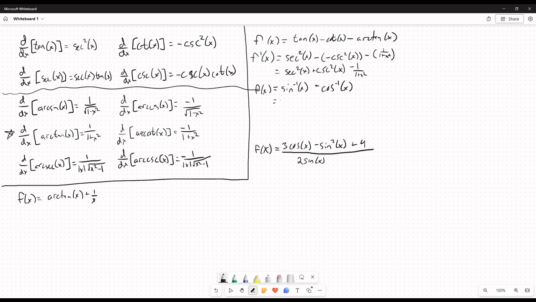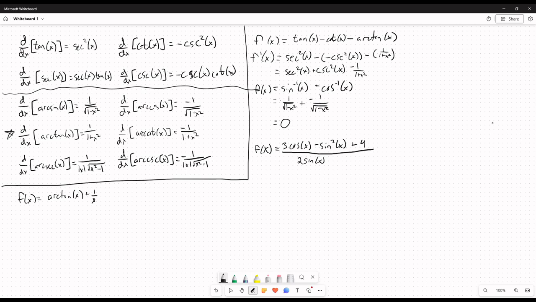So what's this derivative going to be? Well, the derivative of arcsine is 1 over square root of 1 minus x squared. And the derivative of arccosine, or cosine inverse, is going to be -1 over square root of 1 minus x squared, which, if you're paying attention, means that when we add these together, we're actually just going to get 0, which tells us something.